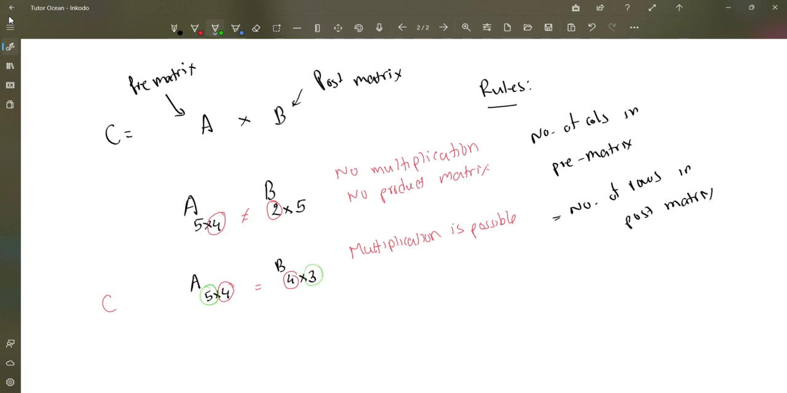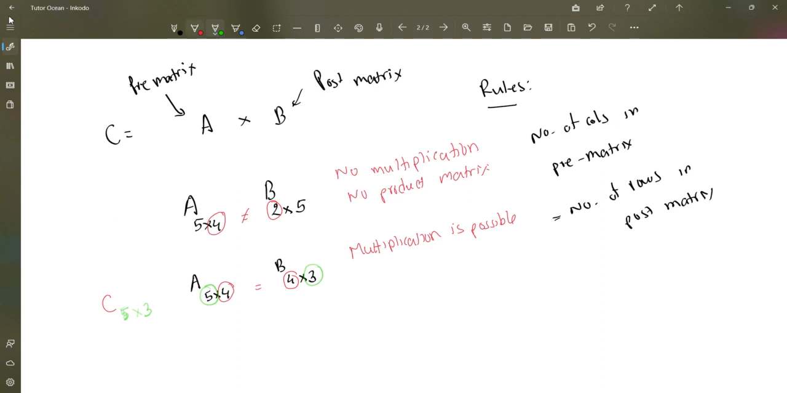So the number of rows in the pre-matrix is 5 and the number of columns in the post-matrix is 4. We can predict or understand that the dimension of C will be 5 into 3. If you can easily understand where the 5 came from, you can easily understand where the 3 came from. The rows came from the pre-matrix and the columns came from the post-matrix.